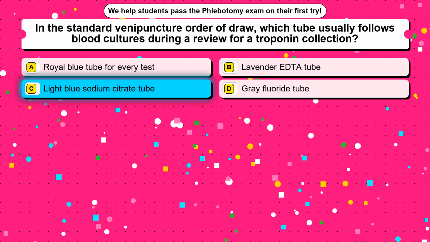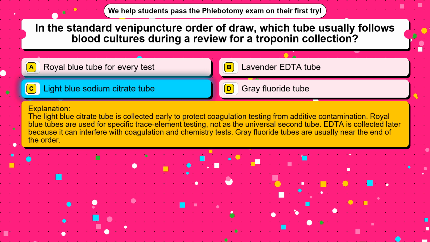The correct answer is option C. Light blue sodium citrate tube. The light blue citrate tube is collected early to protect coagulation testing from additive contamination. Royal blue tubes are used for specific trace element testing, not as the universal second tube. EDTA is collected later because it can interfere with coagulation and chemistry tests. Gray fluoride tubes are usually near the end of the order.